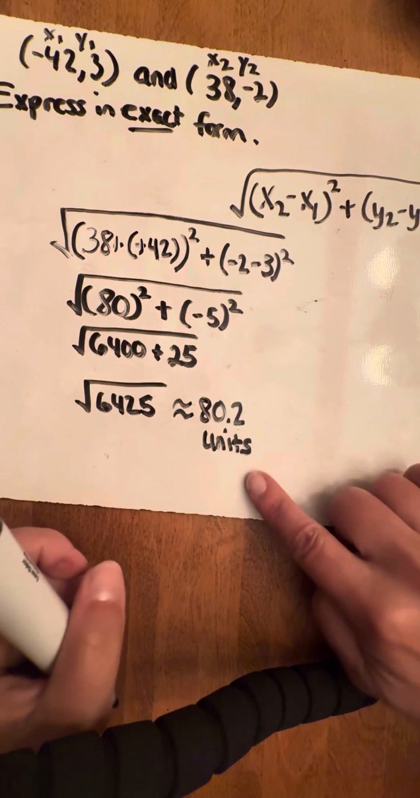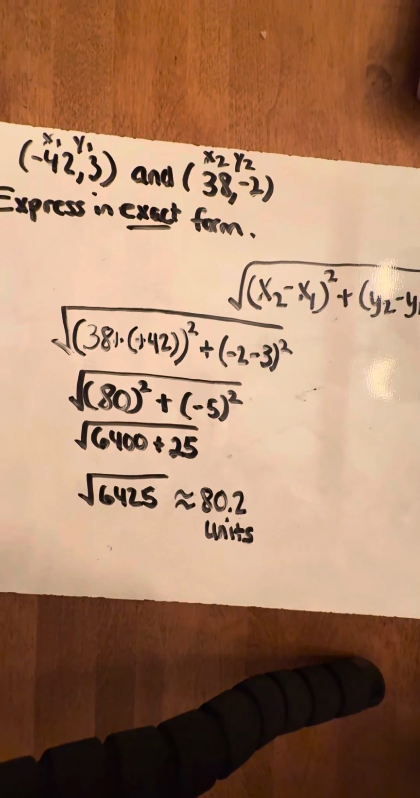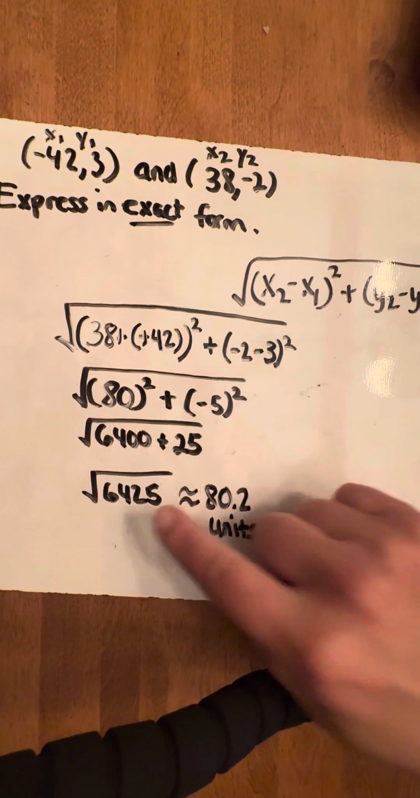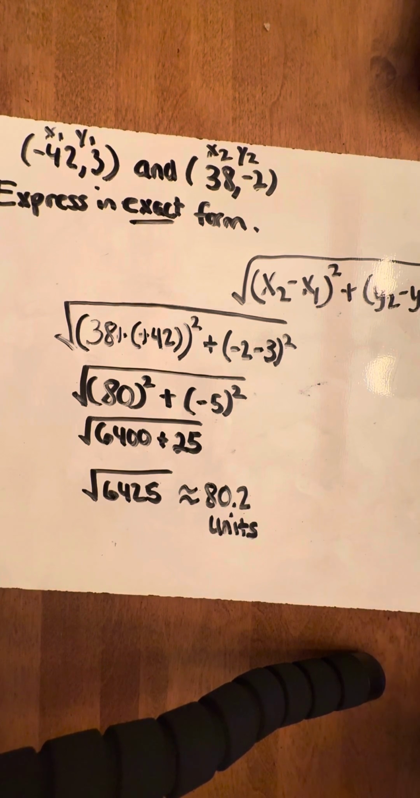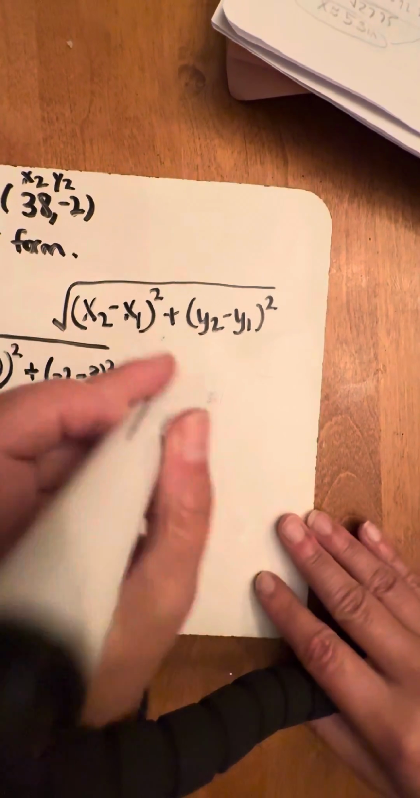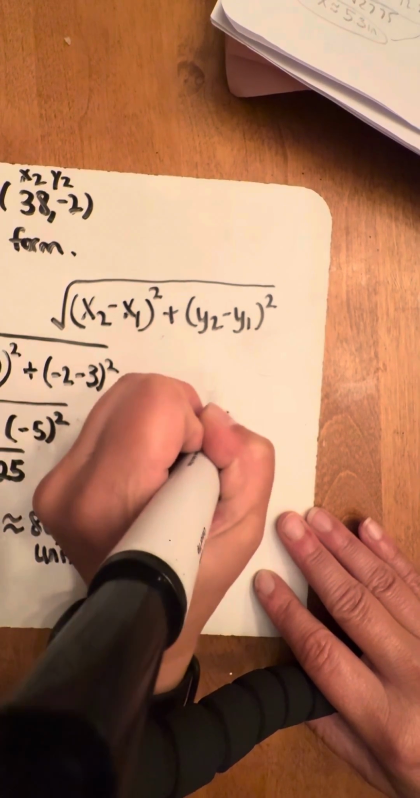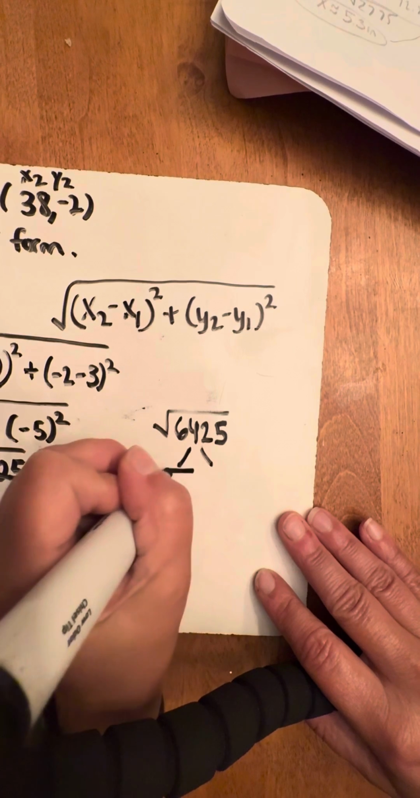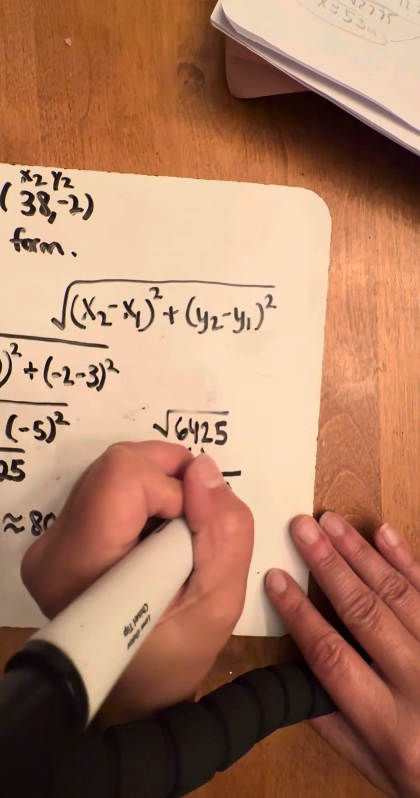So that's this. But I'm asked to do this in exact form. So what that means is that I want to simplify this radical here and not just give a decimal. So what we're going to do is think about perfect squares that go into 6,425. And the highest one that goes into it is 25. So you're going to have the square root of 6,425, which is the square root of 25 that goes into it evenly, times the square root of 257.